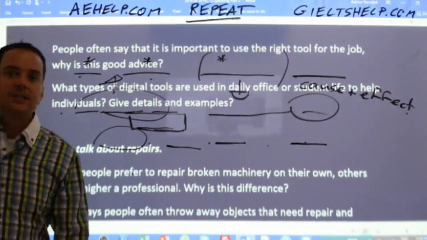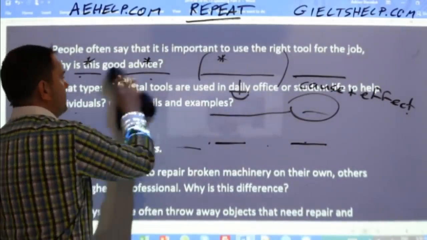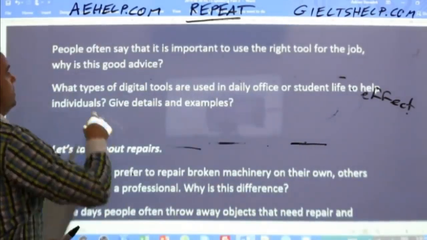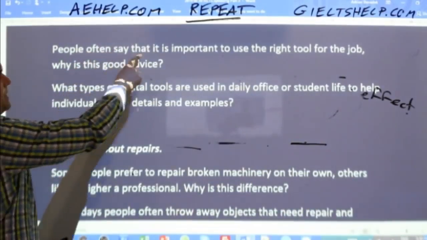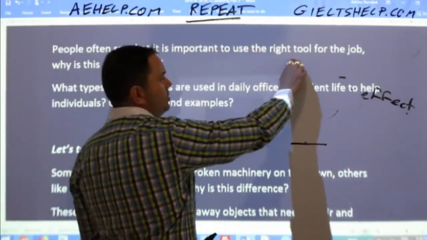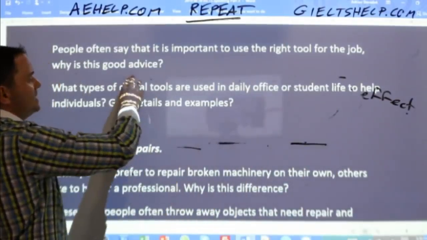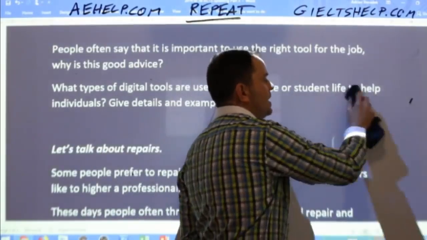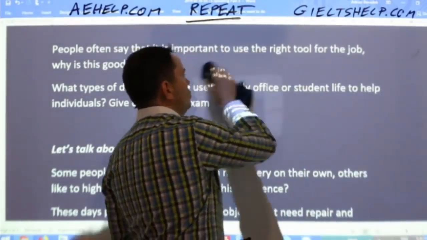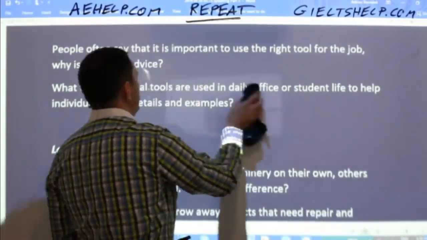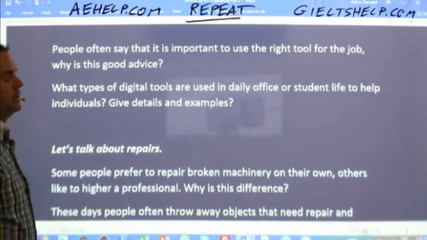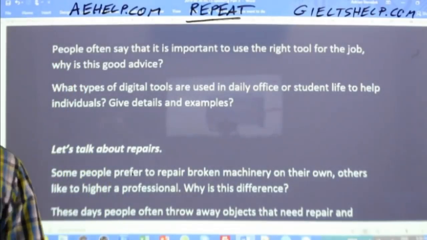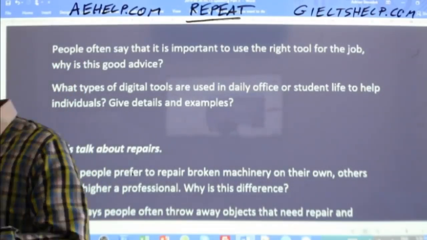So here is our next question. People often say that it is important to use the right tool for the job. Why is this good advice? Okay, why is this good advice? So people often say that it is important to use the right tool for the job. Why is this good advice? Okay, give me a nice answer for that question, students.